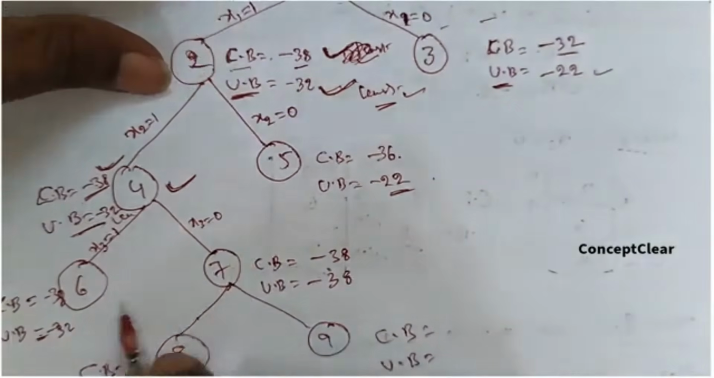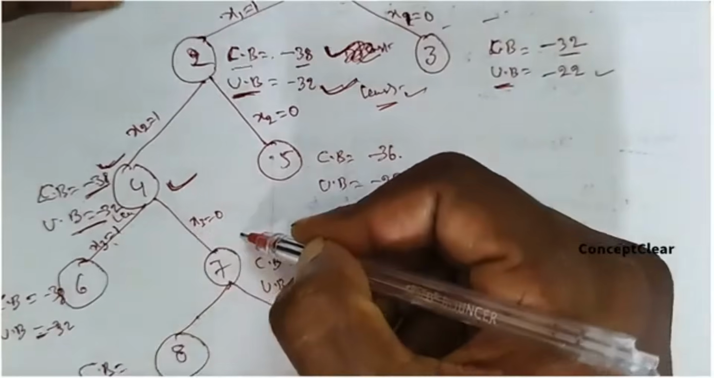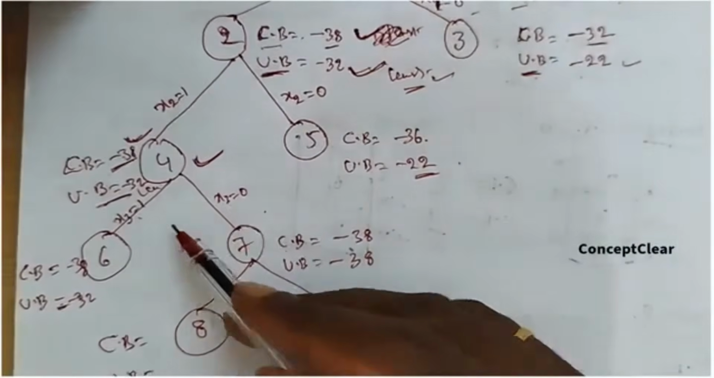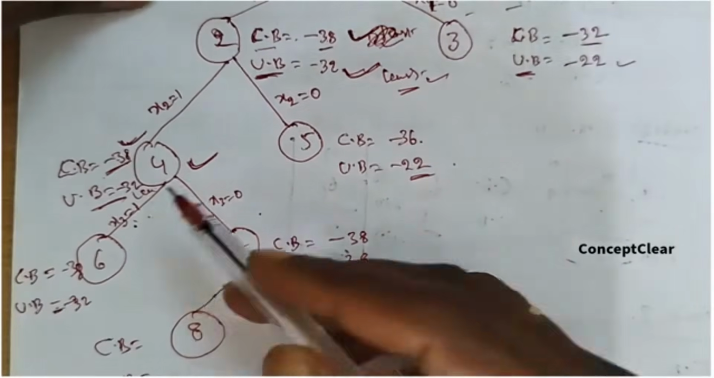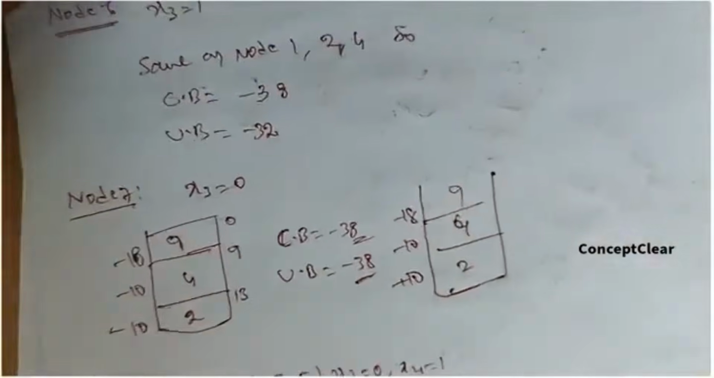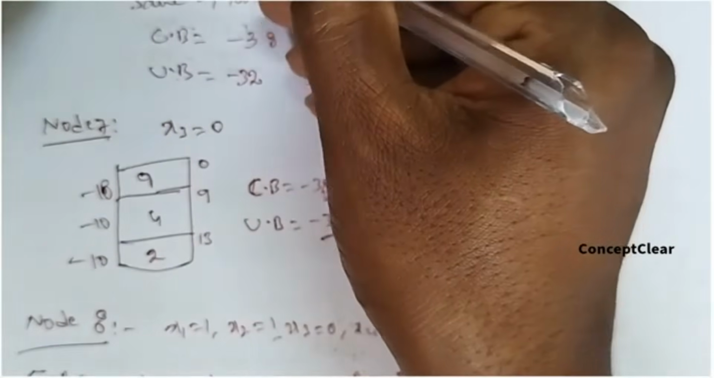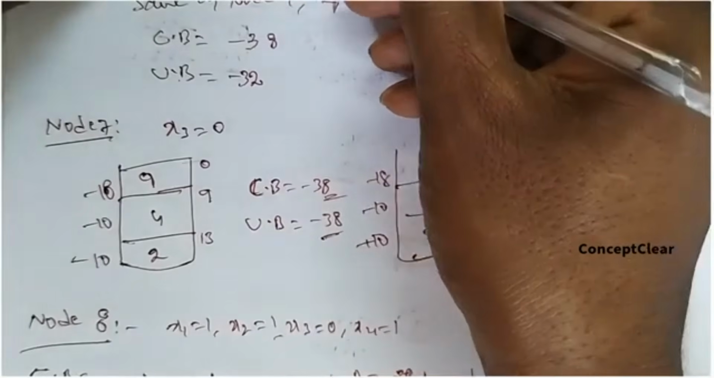Okay, how to calculate 6 and 7? Here x3 equals 1, here x3 equals 0. By comparing, x3 equals 1 means the first object is considered, here not considered. For 6 I am calculating with x3 equals 1. It means the same value. For 1 we did x3 equals 1, for 2 we did x3 equals 1.